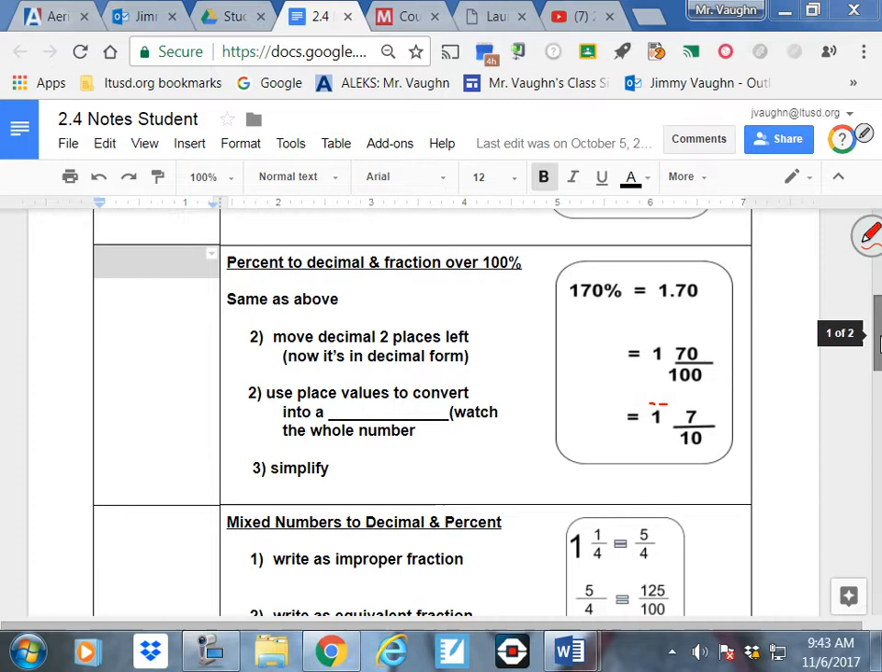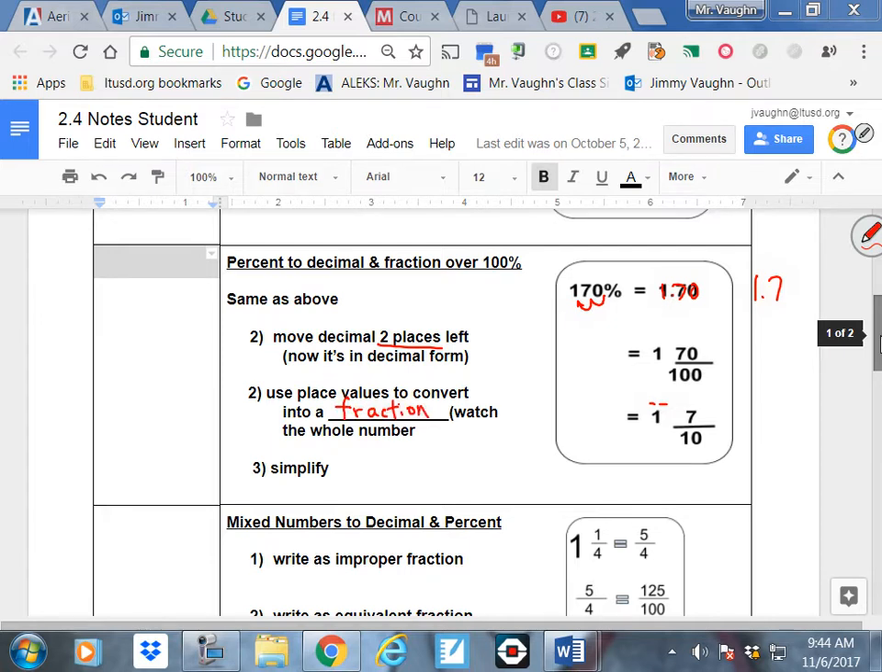So same process, just trust the process. Move the decimal two places to the left. Now it's in decimal form, so that invisible decimal is right here. Two places to the left, and it's 1.70. You can drop that last zero if you want and have 1.7, or you can leave it like this. So you're going to get the same answer. Next step is to use the place values to convert it into a fraction.